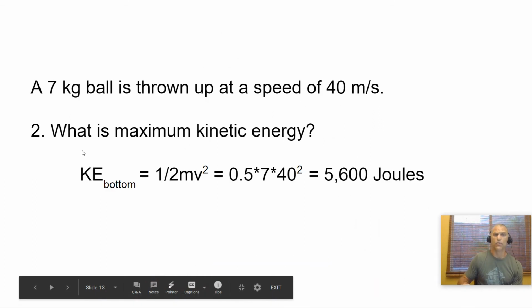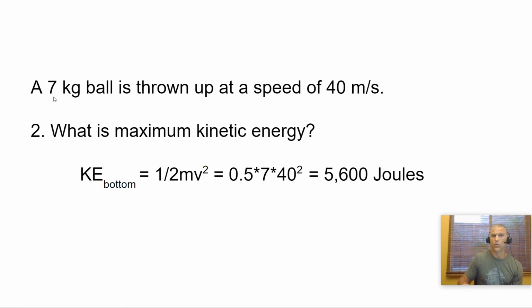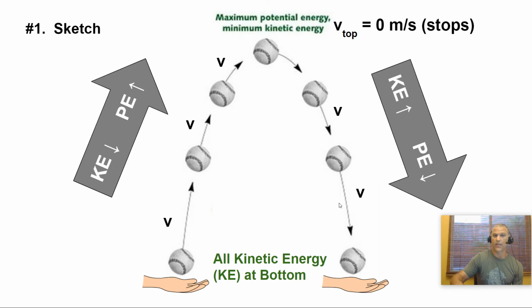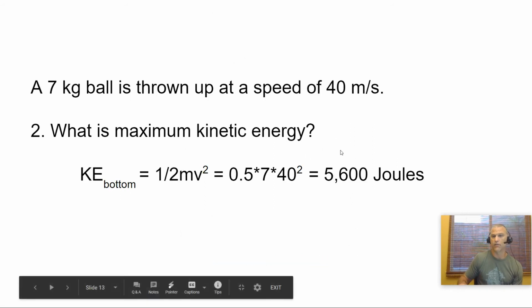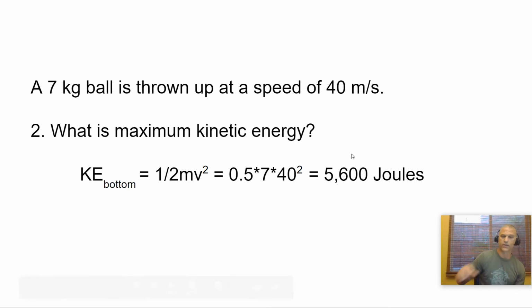So if we do the math, what is the maximum kinetic energy? We have a 7-kilogram ball that's thrown up at a speed of 40 meters per second. That's just a simple calculation, 1 half mv squared. If we do the math, the energy for this system will be 5,600 joules. The important thing to understand is that the energy of this system is always, at any point in time, going to have the same value of 5,600 joules. So once you find the energy at one point, it's going to be true for all points in the problem.